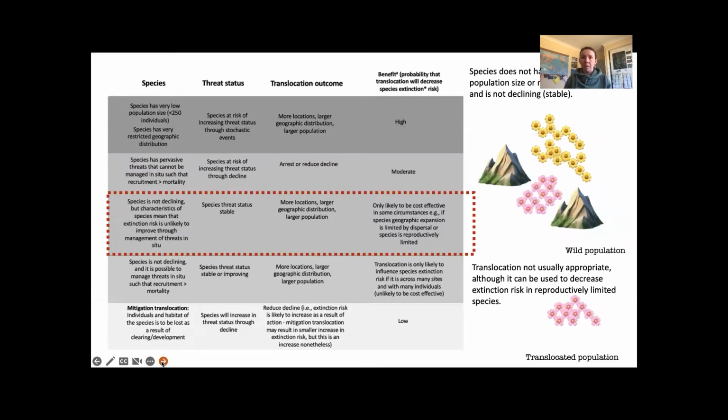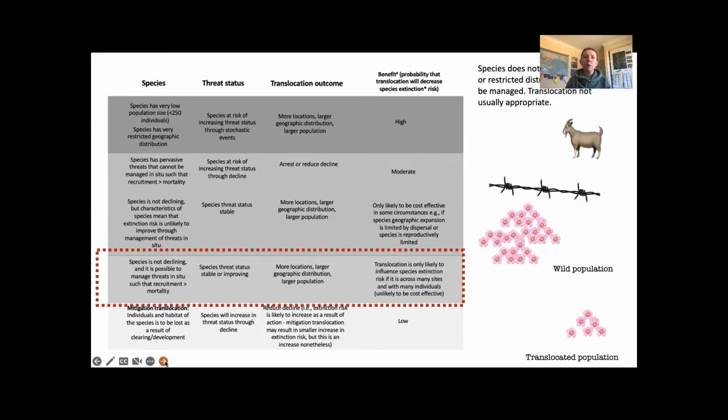Here's a third example where translocation is likely to be less beneficial. Here we've got a species which isn't critically endangered. It's not particularly restricted, doesn't have a particularly small population size, and it's not declining. It's pretty stable, but it's not increasing either. So would you do it? I'm not sure. There are likely to be much higher priority species among your critically endangered ones, or ones that are declining. You might think about it if you really wanted to increase it, like if it was reproductively limited, but there's likely to be much higher priority species.